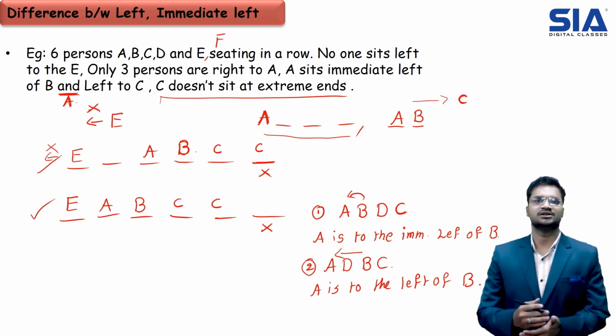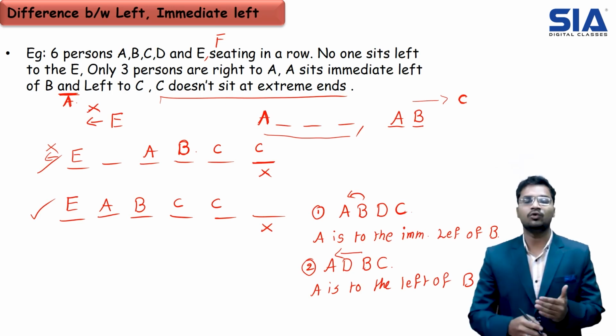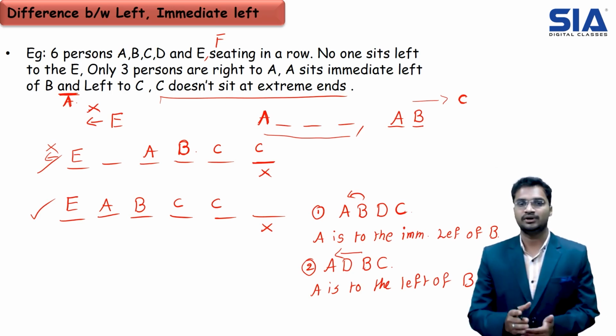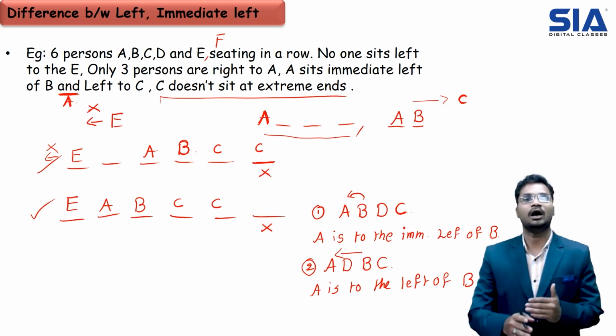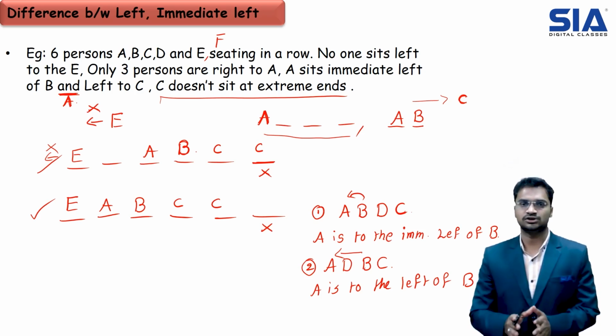Now in this question, there is not a fixed arrangement, because this question is a little bit ambiguous, because the statements are not enough to solve this question. So what we have to learn from this question is how to arrange these values or these persons.